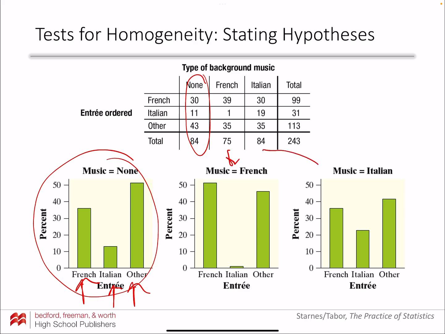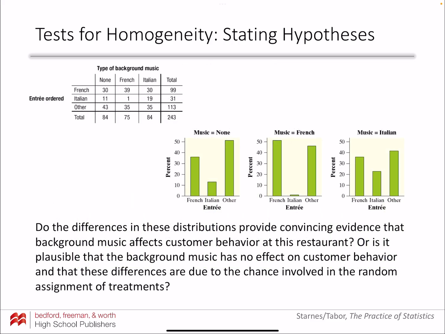So the French and then the Italian music is there, right? Does it look like there's a difference? It looks like there is, but we've talked about this lots and lots. Is that difference statistically significant, or is it just because of sampling variability? If I were to do this again with another 243 people, would I have different results? So the question is, do the differences in these distributions provide convincing evidence, in other words, statistically significant evidence, that background music affects customer behavior?